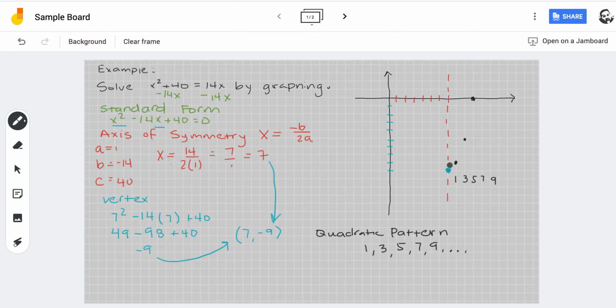Now, since it is a parabola, it's going to be symmetrical on both sides. So I'm going to have a second point over there, a second point that is symmetrical to the one there, and a second point that is symmetrical to the one on the right. All right, so if I connect all our points right here, what I end up getting is something that kind of looks like a parabola.